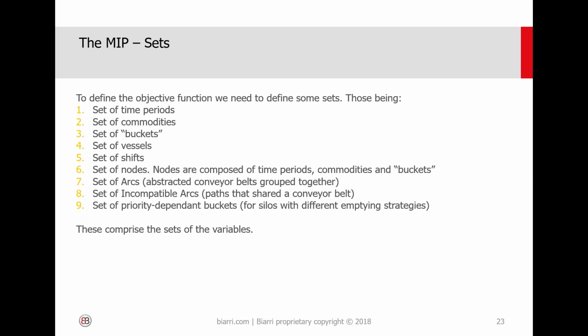But at the 10% capacity, that method that you're using for the removal of grain no longer was effective, and you needed another way to remove the grain. It could have been a person going in there and manually removing the grain. And so we had to have this priority dependency in the buckets where we had silos with different emptying strategies. And those 9 aspects comprise the set of variables.